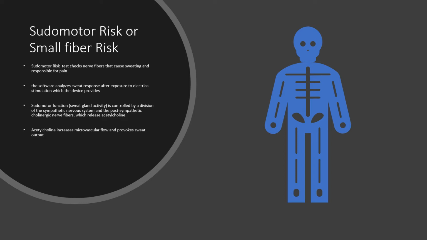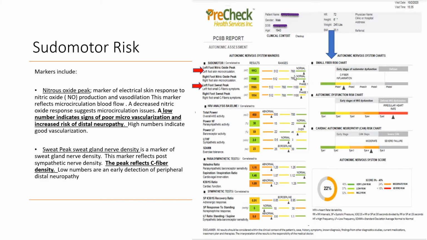The software within this device analyzes sweat response after exposure to electrical stimulation, which the device provides. It's controlled by a division of the sympathetic nervous system and postsynaptic nerve fibers, which release acetylcholine. It's acetylcholine that increases microvascular flow to the skin and provokes sweat output. Now, the pseudomotor risk, as you can see on the enclosed report, is based on a measurement of two things. One is nitric oxide peak, and the other is sweat peak gland nerve density.